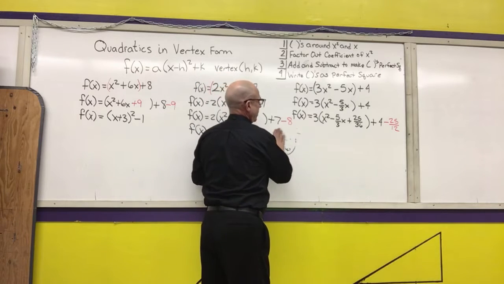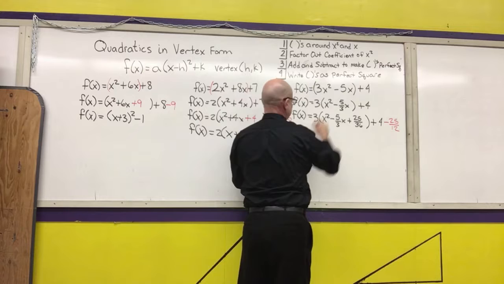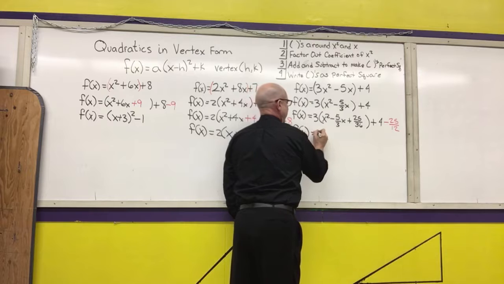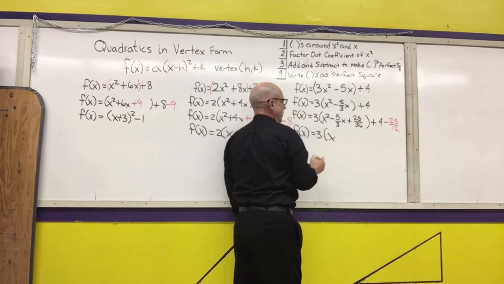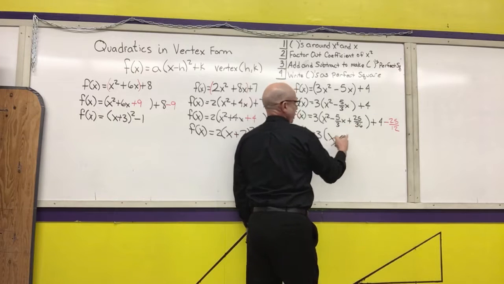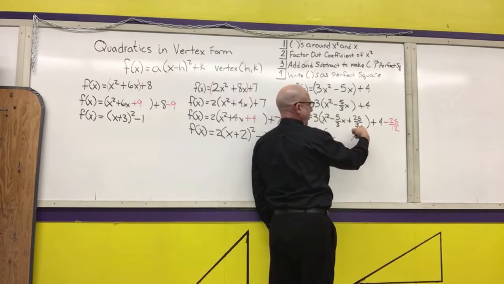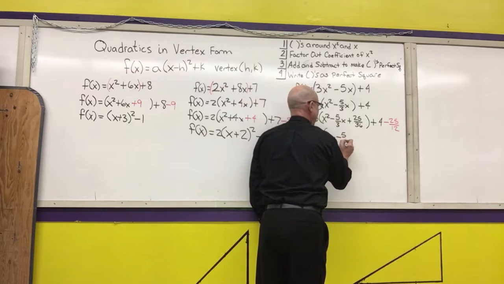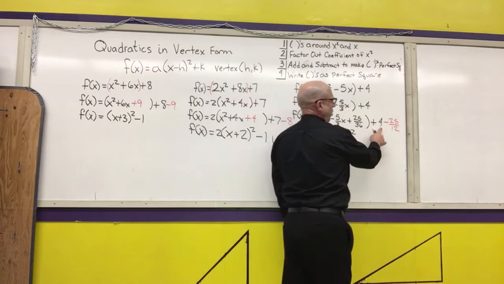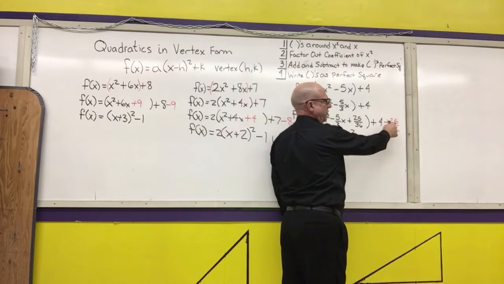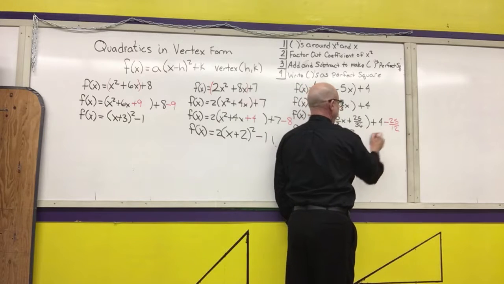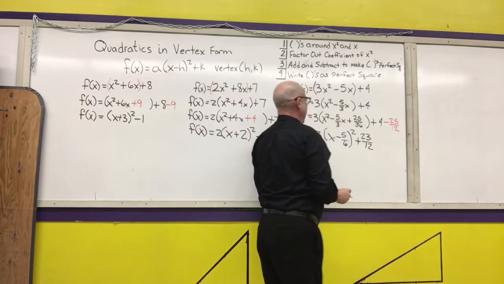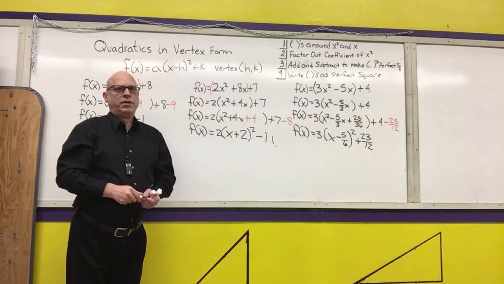My final step is to rewrite the parentheses as a perfect square. So I get 3 times x, and the number here was 5/6 with the minus sign. Quantity squared. 4 is 48/12. 48/12 minus 25/12 is 23/12. And that would be the vertex form of the final example.